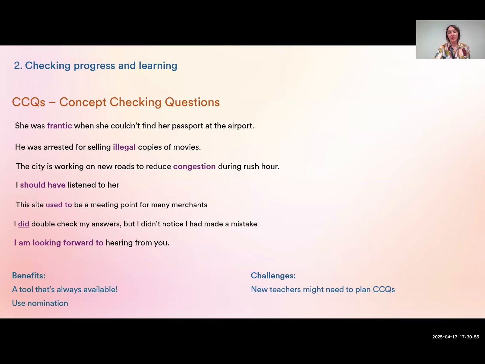There are some challenges as well. If you're a new teacher, you may need to plan some of these CCQs. I'm sure that when you've done your teacher training course, you were probably asked to write those in your lesson plans to show that you are going to be ready with CCQs. But as you gain more experience, they should come to mind as you're teaching and you'll always be ready. And it's an endless tool, really, being able to use it on the spot, just always available.